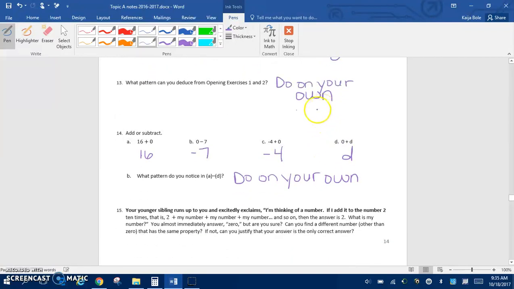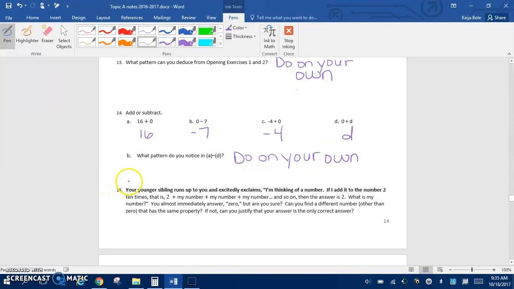Okay. We are going to skip number 15 right now, so cross it off. We're not going to do that. So I want you to flip over to the next page.